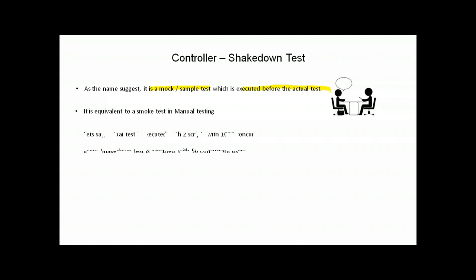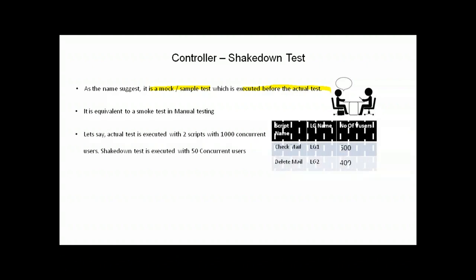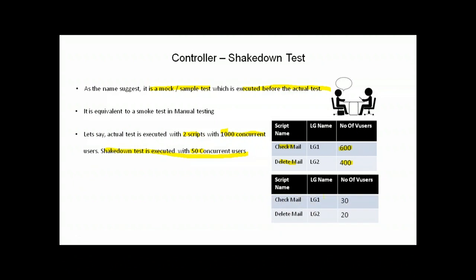Now, what is this dry run test or shakedown test? Let's say the actual test is executed with 2 scripts with 1,000 users. Let's assume these 2 scripts are a checkmail script and a delete mail script. The checkmail script you're executing with 600 users, and the delete mail script with 400 users. Now the shakedown test will not be executed with 1,000 concurrent users. Shakedown test will be executed with 50 users. Something like this: check mail 30 users, delete mail 20 users.